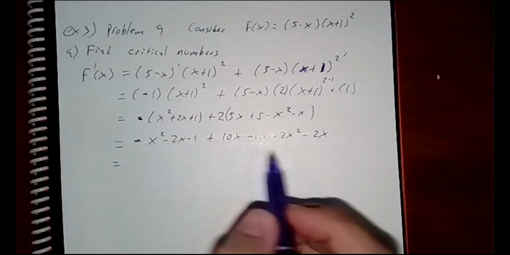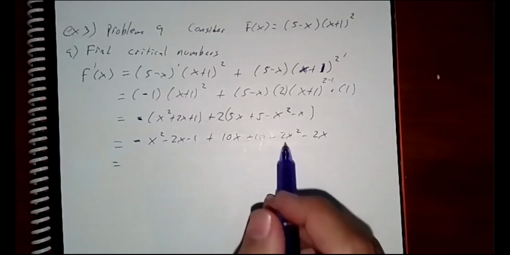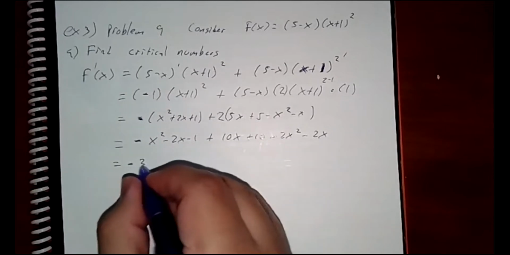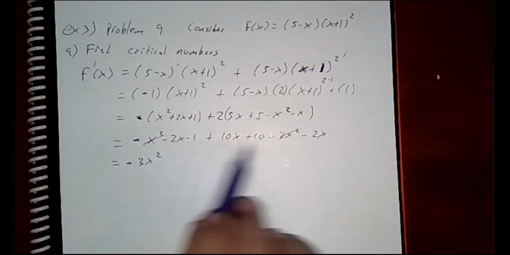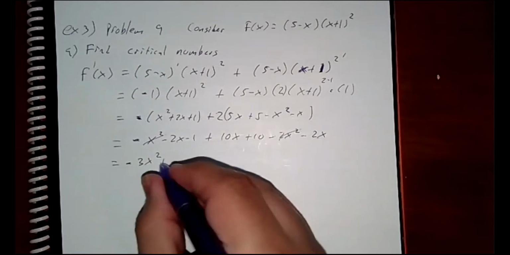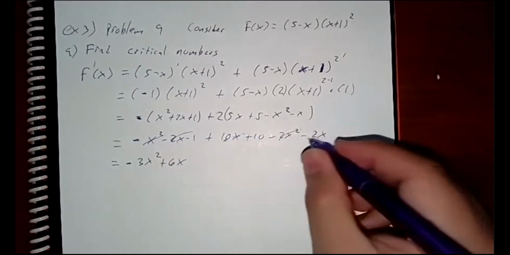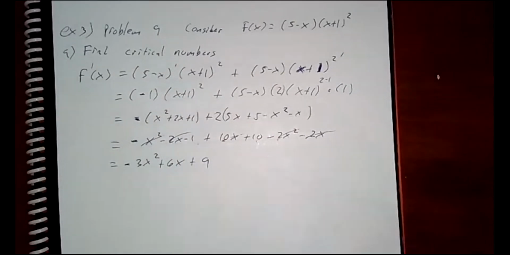Negative x squared minus 2x squared, that is a negative 3x squared. Combine those. -2 is -4, minus 10, that is a positive 6. 10 minus 1. There we go.